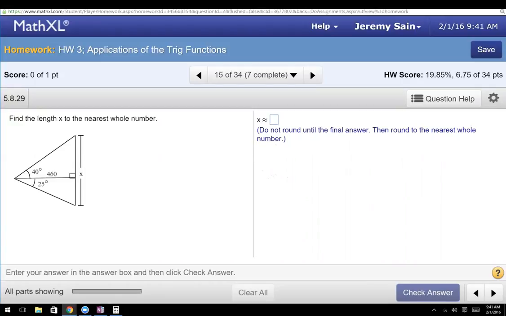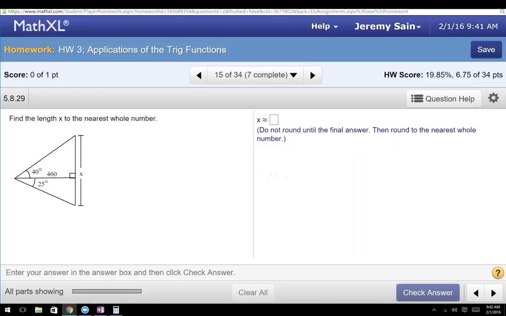So this is basically just like at the beginning. If we wanted to know how long x was, well, we just got two right triangles stacked together, right? So what should we do? In the top one, you do 460 tan of 40 equals that side. Yep. And then for the bottom, the bottom's exactly the same thing, right? You just do 460 times tangent of 25.